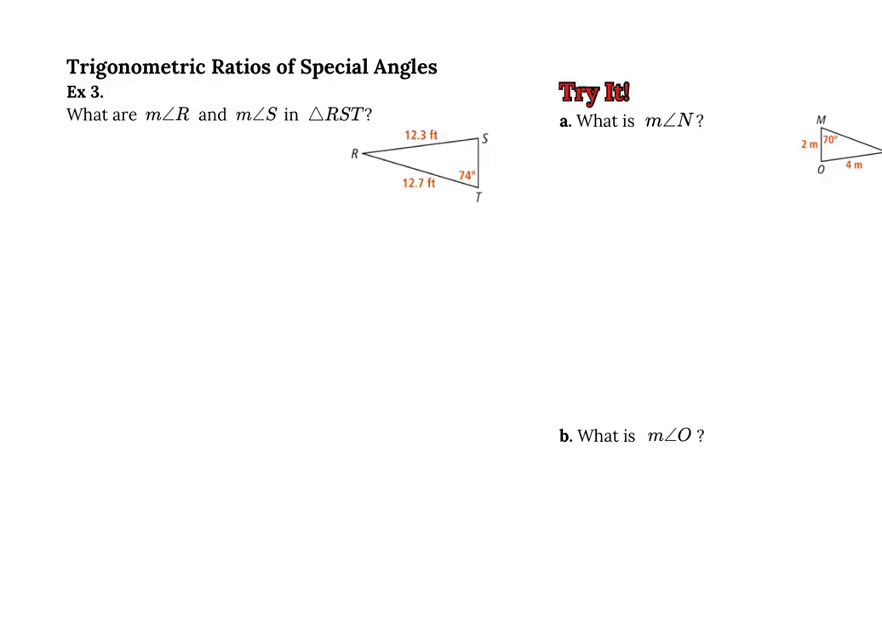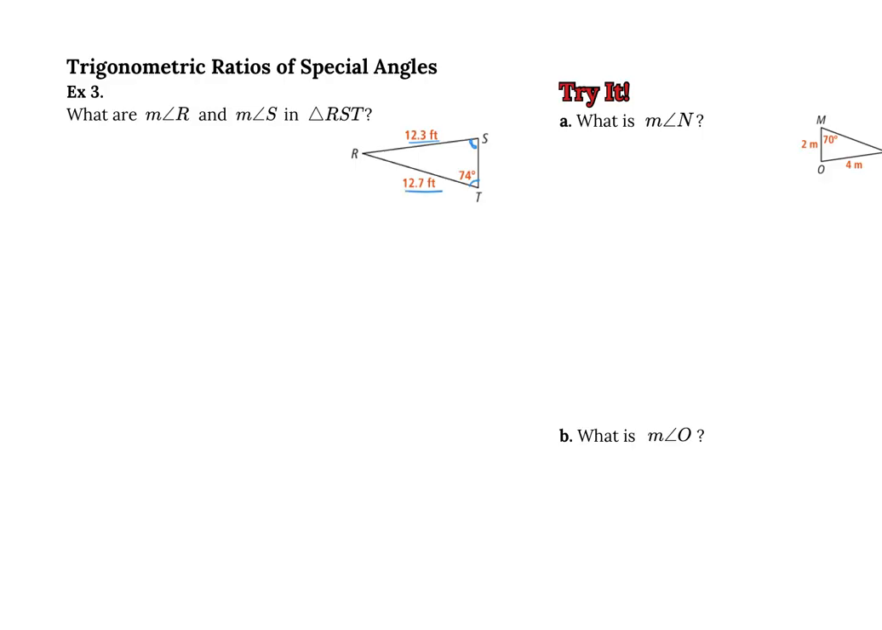So example 3, we want to find the measure of angle R and angle S using the information that's given to us in triangle RST. The first thing I want to do is identify the information that I have. I have angle T and its opposite side. I don't have angle S, but I have its opposite side. So I'm going to use the law of sines to set this up.